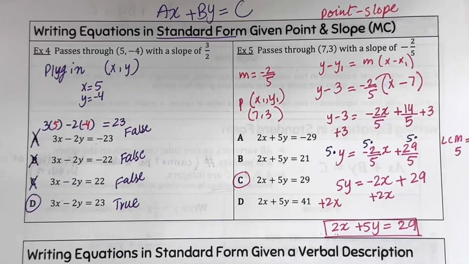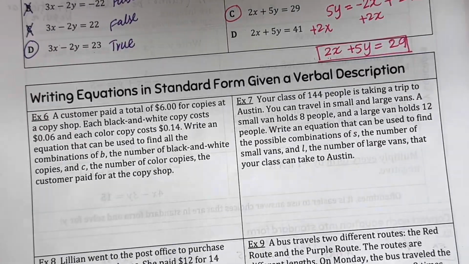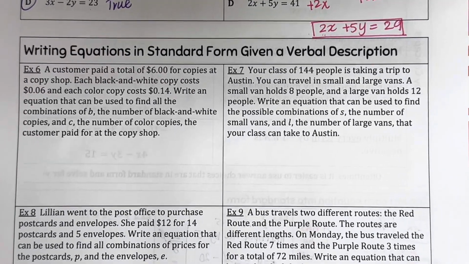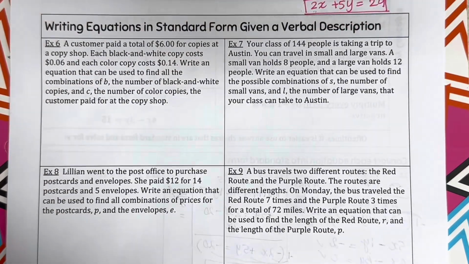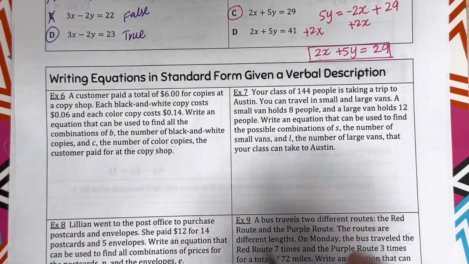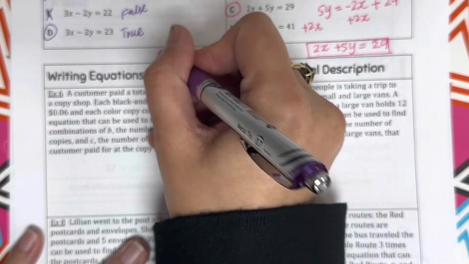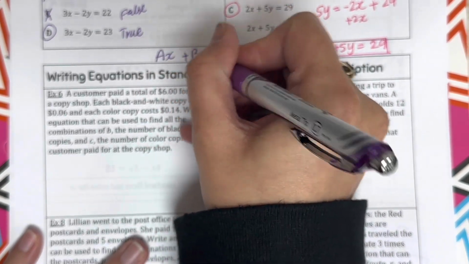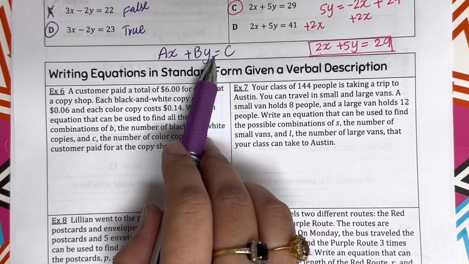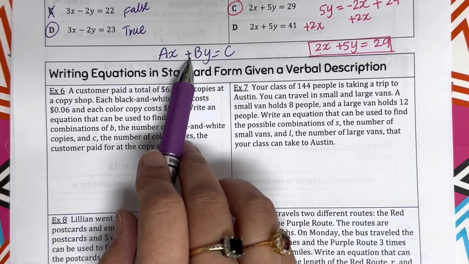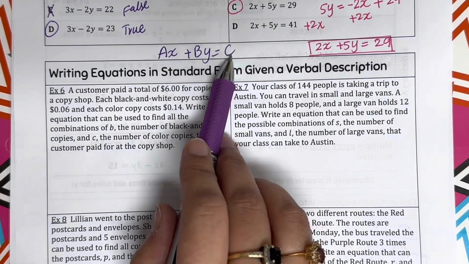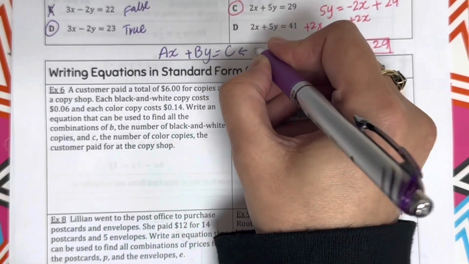So go ahead, finish the other question, and then we are going to work on the next one, which is writing equation in standard form. So writing equation in the standard form, if you notice, the standard form is written as ax plus by equals c. So you have two variables, x and y, and the variables are together, added or subtracted, equals c. So in this case, c is basically the total.